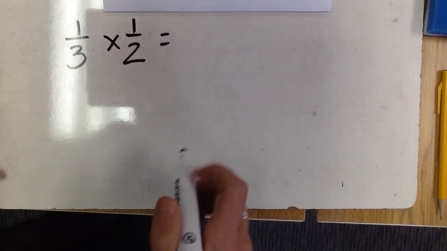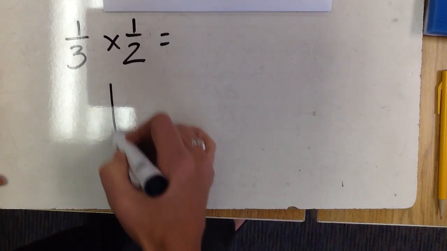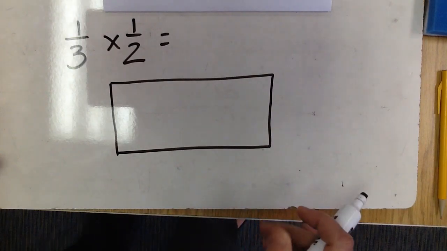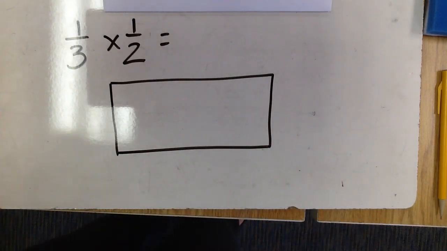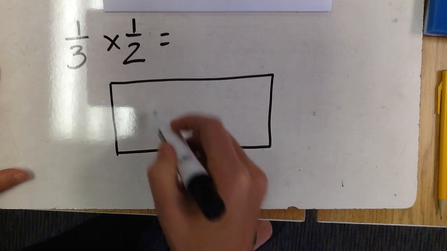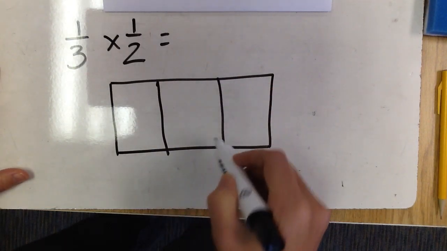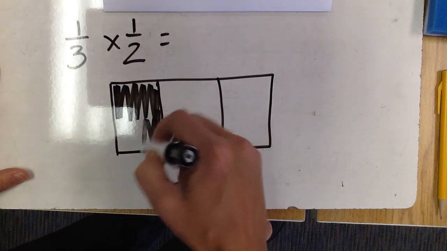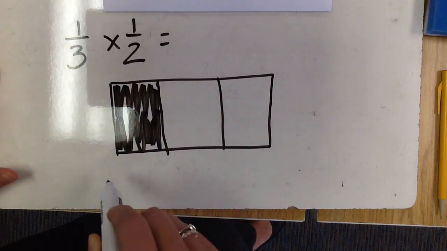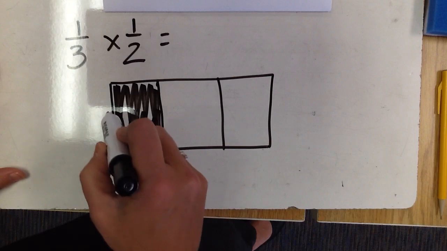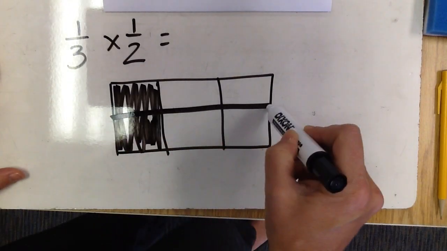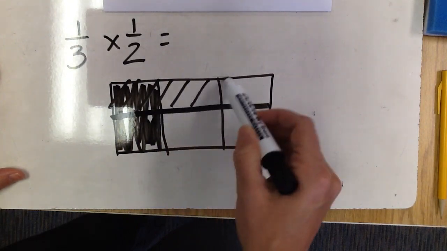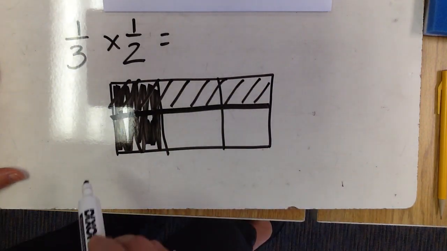And the way that I can look at this using a model is I can draw one whole. So this is going to represent my container, and there is 1/3 of the container of whipped cream. So I'm going to divide it into thirds, and I'm going to shade in one of those. And then the principal used half of that third, so I'm going to split those thirds in half, and I'm going to shade in one of my halves for 1/2.